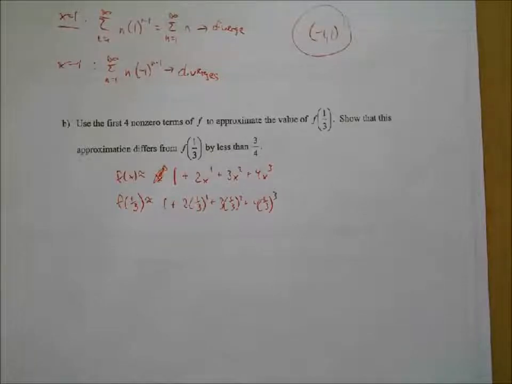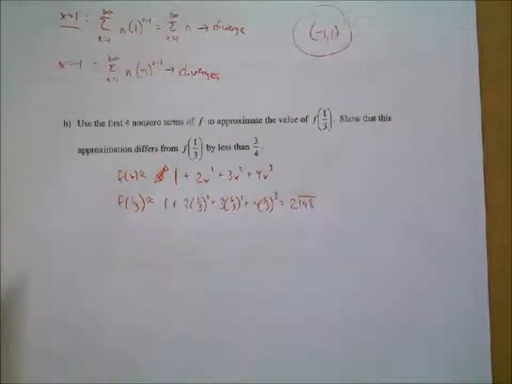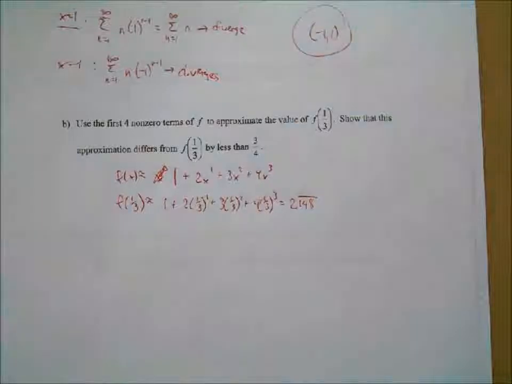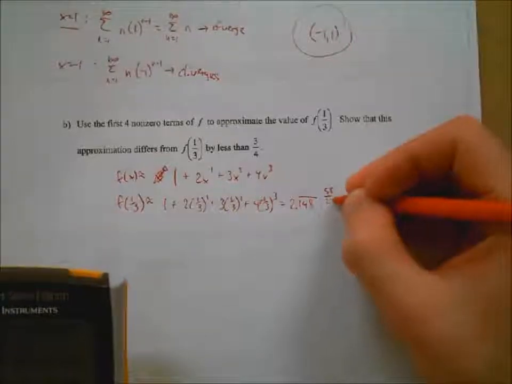And I'll just go ahead and do this in the calculator here. Store x, 1 plus 2x plus 3x squared plus 4x to the 3rd. So it is 2.148 with the 148 repeating, it looks like there. Okay, or 58/27 if you like, if you're into the whole fraction thing.